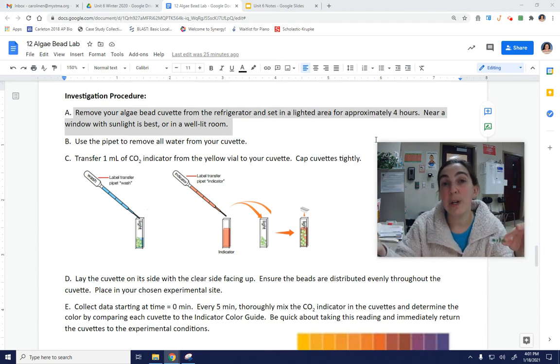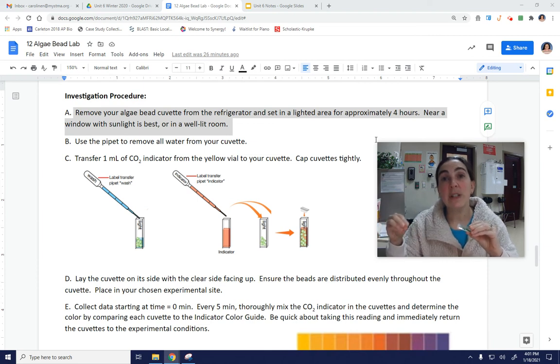The best place to put it would be sitting in a very sunny window. But otherwise, just a nice brightly lit room or underneath a lamp on your desk or something like that is fine. That will just help these algae wake up and begin photosynthesizing a little bit because they haven't been doing that so much when they were sitting in your dark refrigerator.